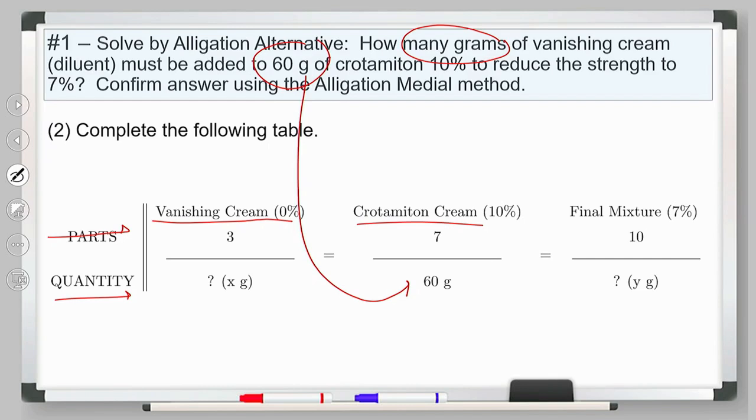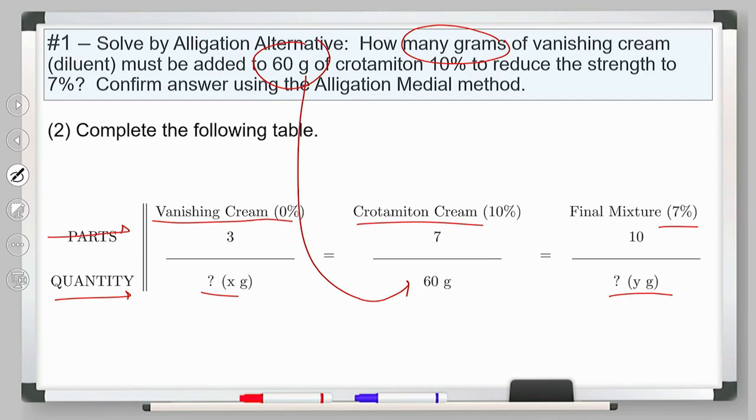And lastly, our last proportion is the final mixture, the 7%. How many parts did we say we were going to get out of that? 10 parts. And do we know how much final mixture we're going to get? No. So put Y, because it's different than this X. Essentially, it's X plus 60, if you want to understand that. But either way, we just don't know what it is.